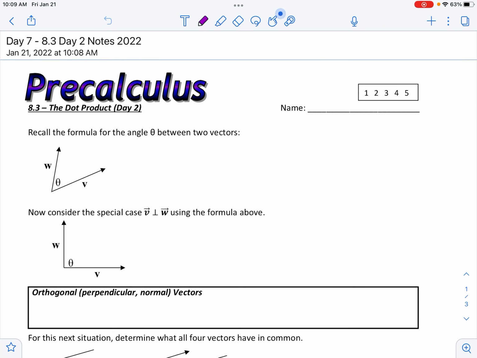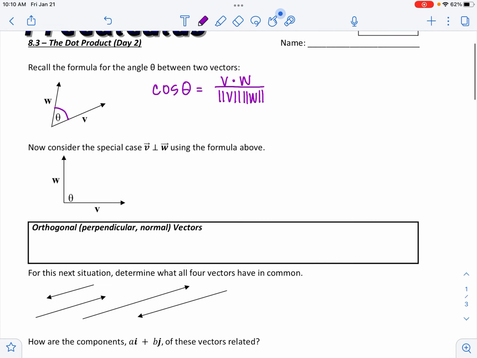It says recall the formula for the angle between two vectors. This formula we already learned. If I wanted to find that angle theta, cosine of theta is equal to the dot product of the two vectors, v dot w, divided by the magnitude of each vector multiplied: the magnitude of vector v times the magnitude of vector w. Then to find the angle, you would use cosine inverse of whatever that is.